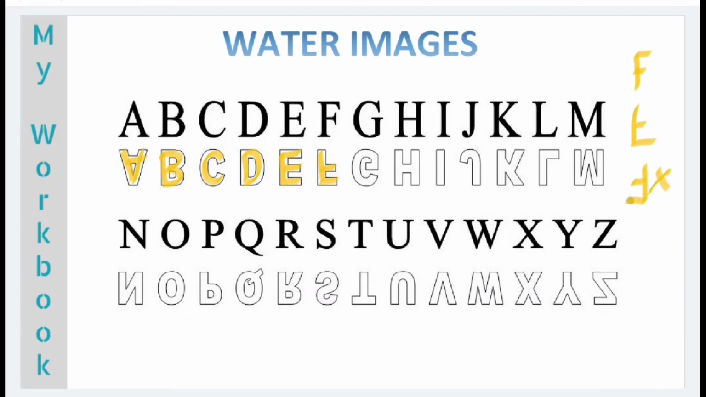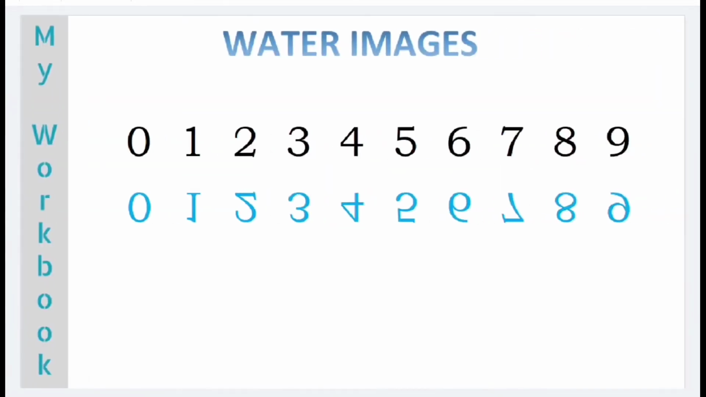This is wrong. Left becomes right and right becomes left only in the case of mirror images, and that is called lateral inversion. I have already posted a detailed video on mirror images, so kindly check it out if you have not seen it yet. As far as water images are concerned, we only have to turn the object upside down. The top becomes bottom and the bottom becomes top. Here you can see the numbers 0 to 9 and their respective water images.